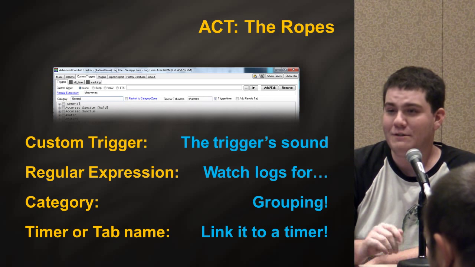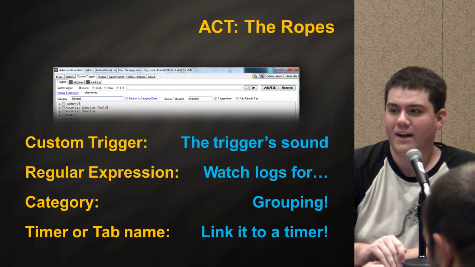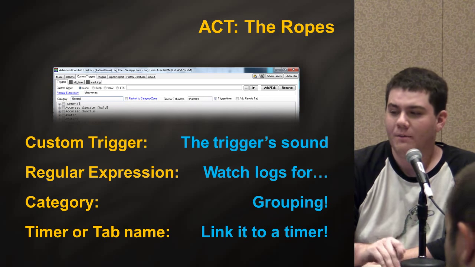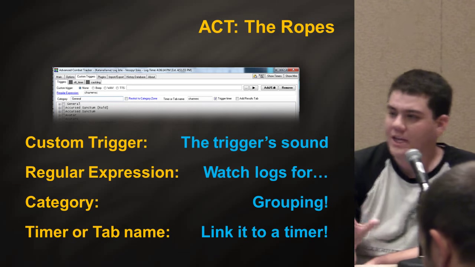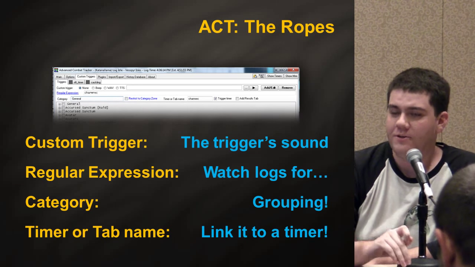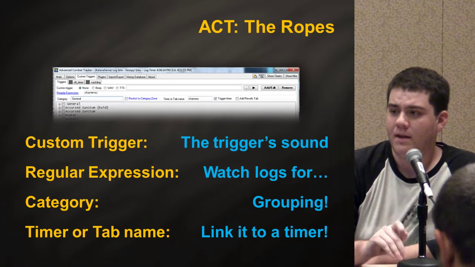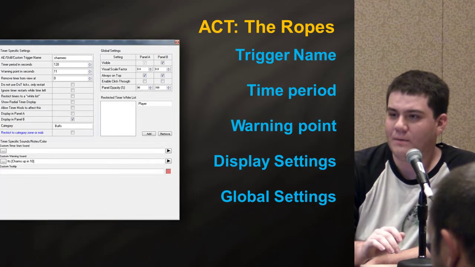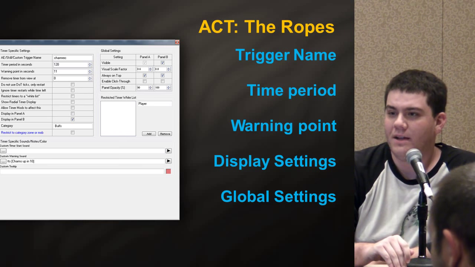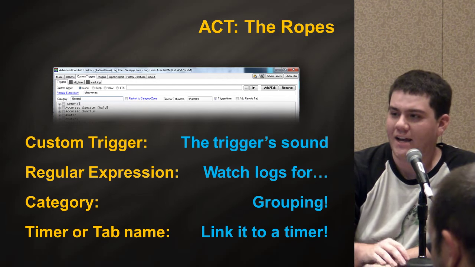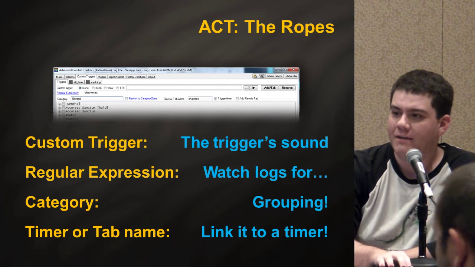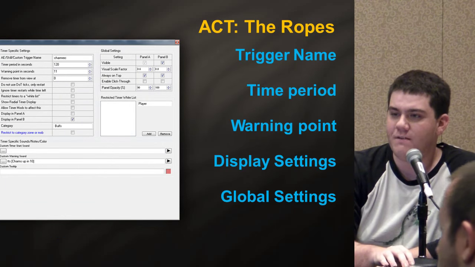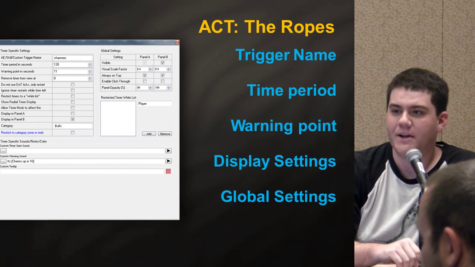And lastly, the most important for this is the timer or tab window. What this little chat box does is, if there's a timer by this exact same name, you can trigger it. And that leads us into the next part, which is the timer window. On this last screen, I had put in charm rec for the timer or tab name, and sure enough, over here, I have the same name at the very top.